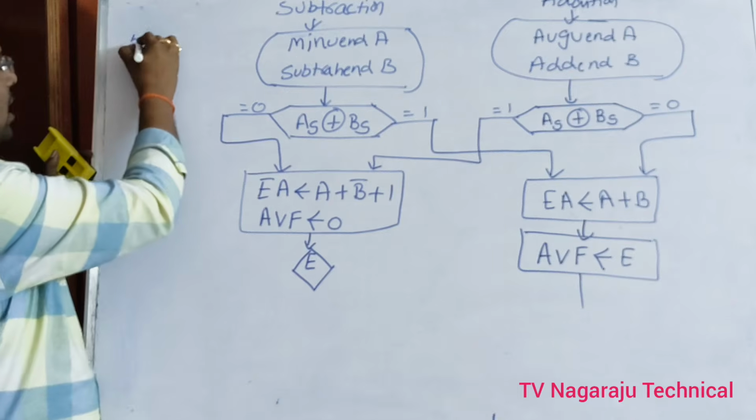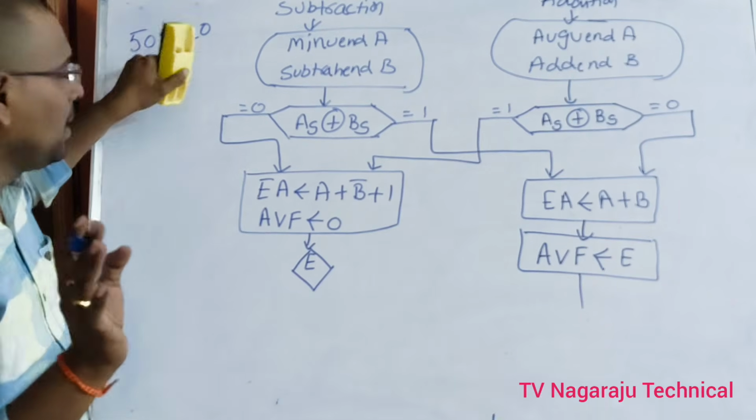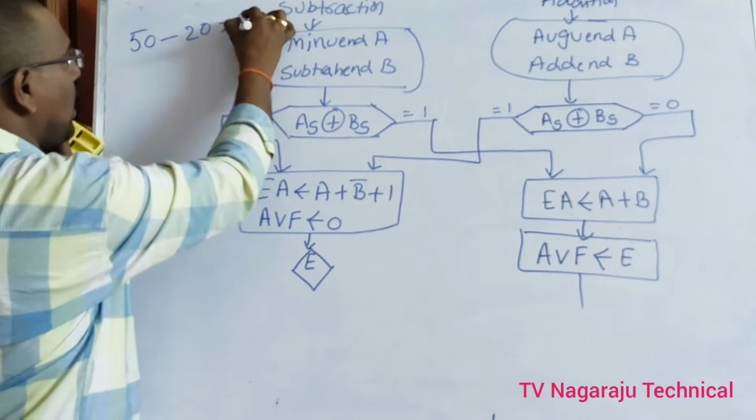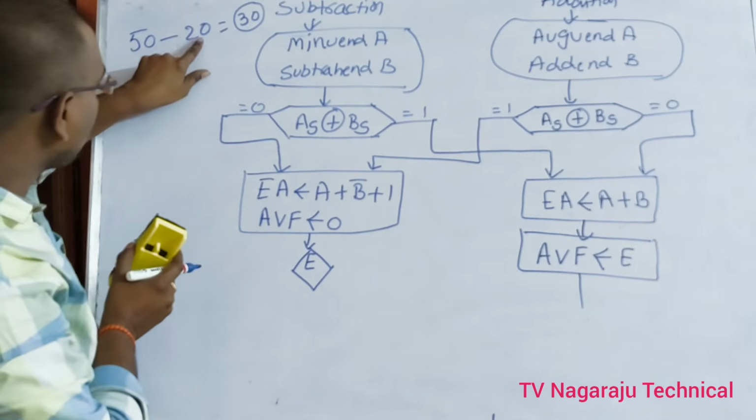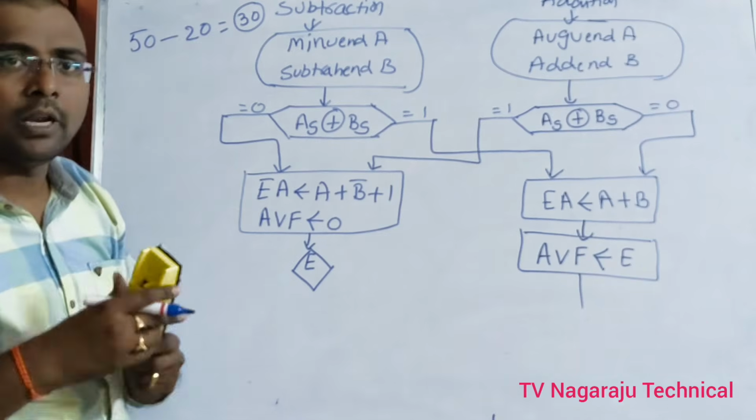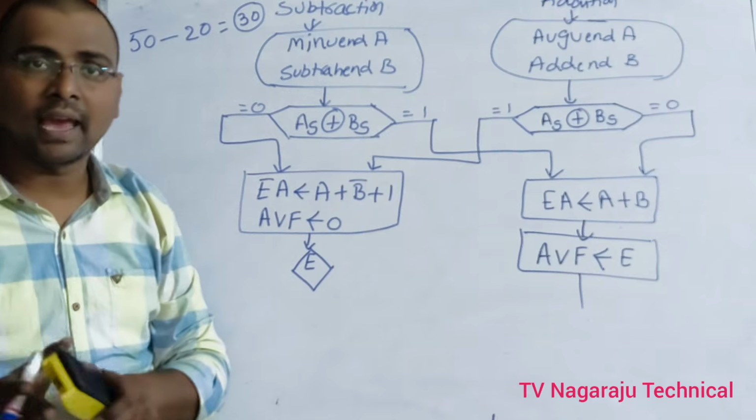For example, I have the numbers 50 minus 20. Take the binary form and do the subtraction operation. What is the result? 30. If you are subtracting a smaller number from the larger number, you are getting a carry. Definitely, you are getting a carry.